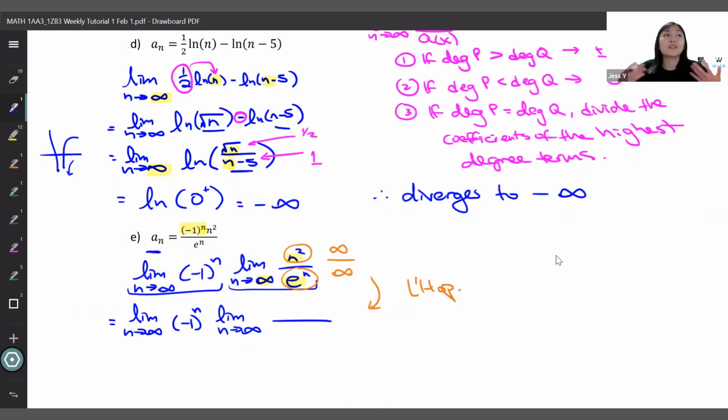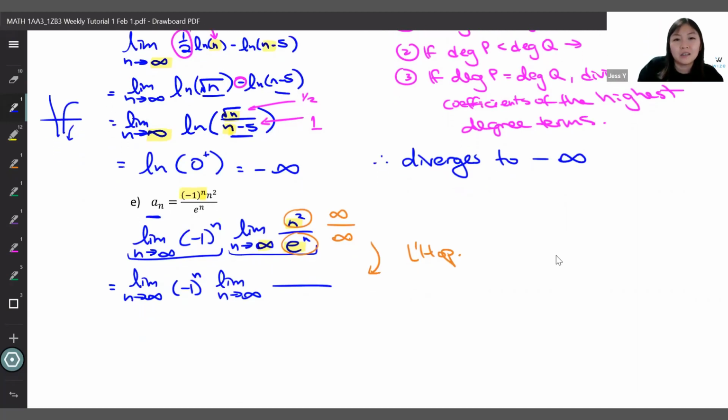So they're forcing you to review some of the concepts from Calculus 1, right? So derivative of n squared is 2n. Derivative of e to the n is e to the n. But then if I do a direct substitution, I'm going to get infinity over infinity again. So guess what? L'Hopital's rule again. It happens. Sometimes you need it more than once.